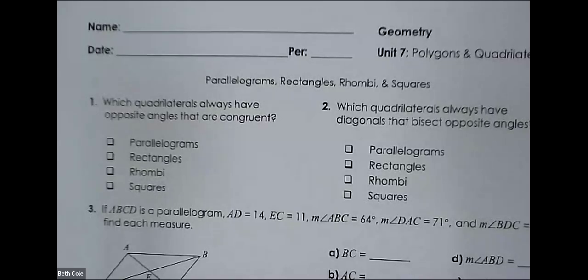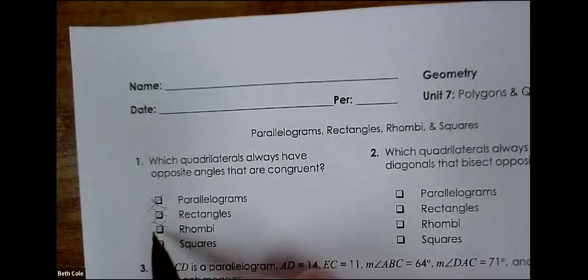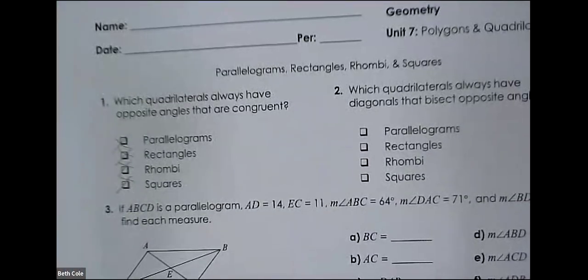That little flow chart that we had last time. It started with parallelograms, and then it split. You had rectangle and rhombus, and then squares was at the bottom. So that's how the flow chart went. So which quadrilaterals have opposite angles that are congruent, meaning the angles across from each other are going to be the same? Well, that's all of them. They're all going to have opposite angles that are congruent. That's just a thing that they all have. So that's true for all of them.